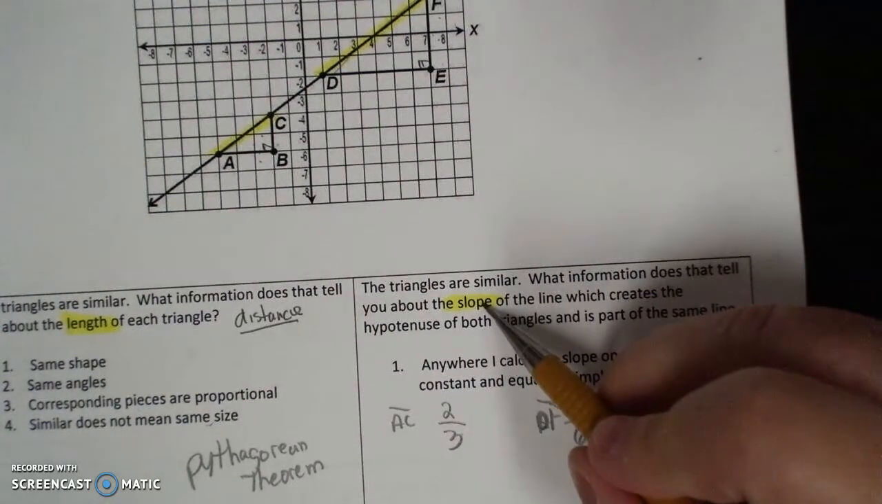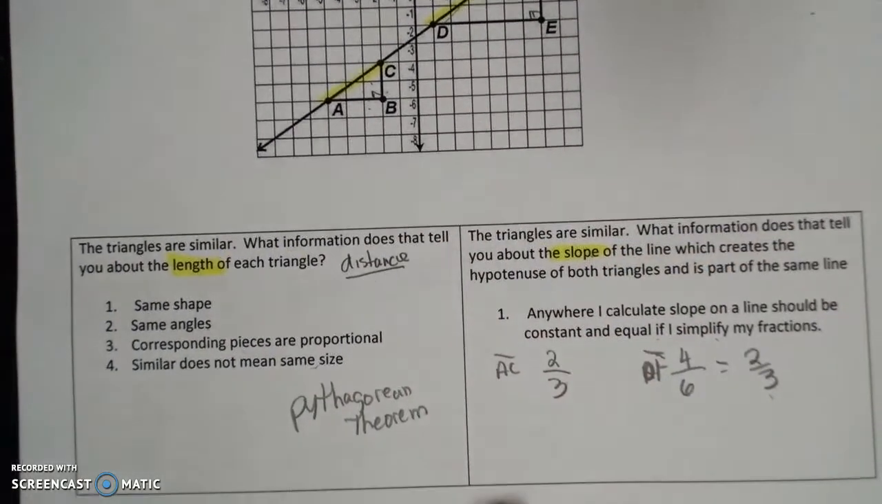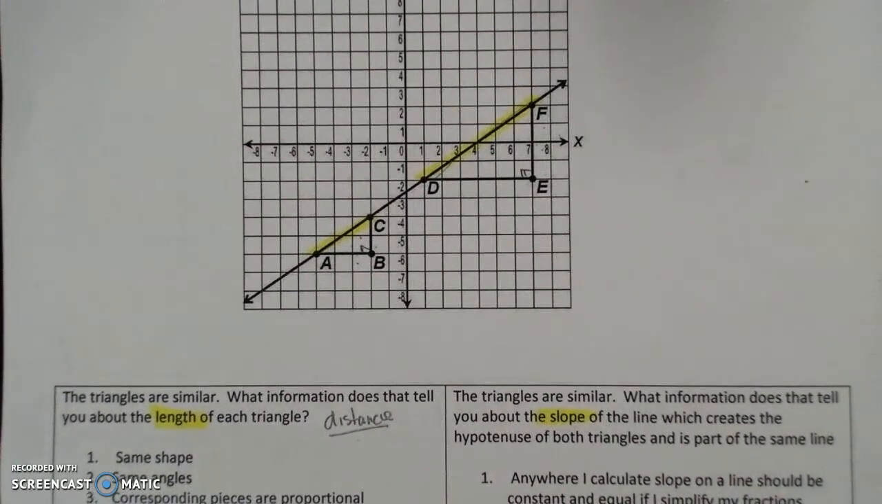So you're going to have to pick: slope, you're doing slope triangles. If it says length or distance, you're doing Pythagorean theorem. Make sure that you can look at a problem and know what they want you to do for it.